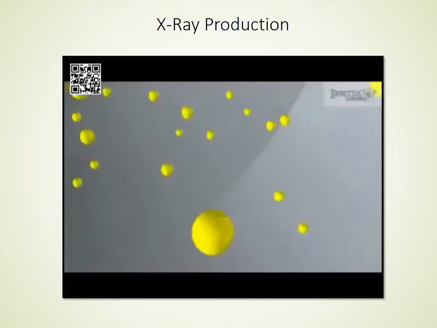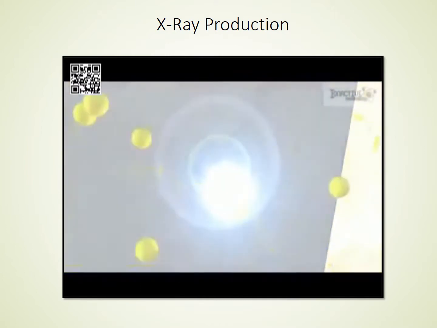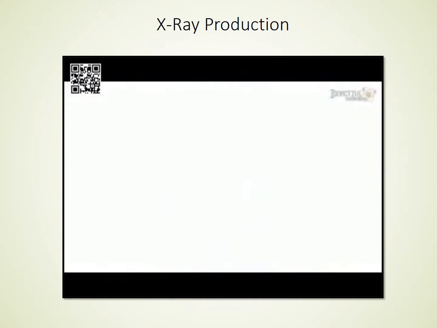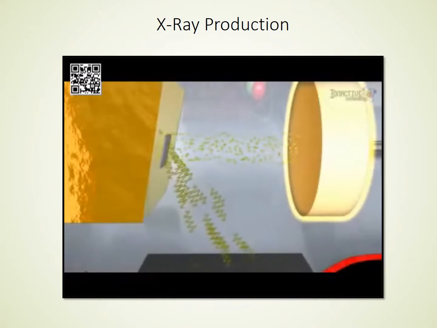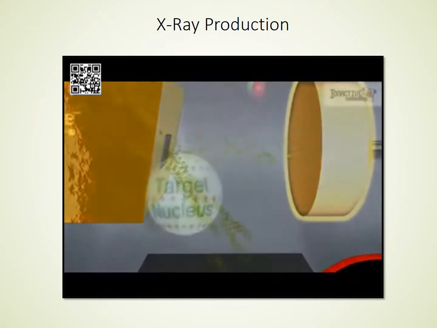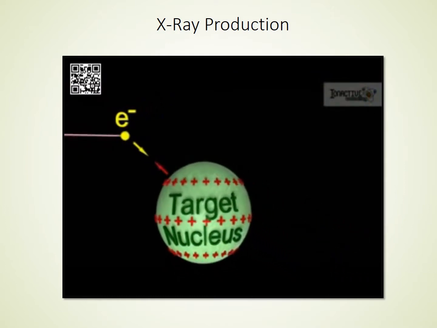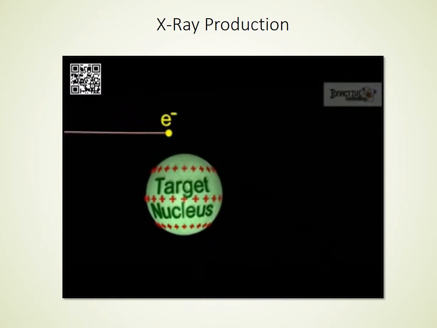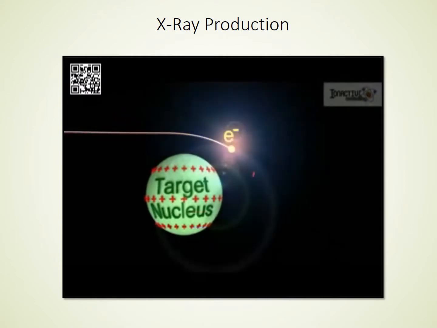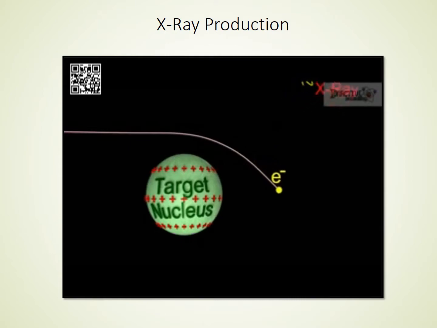The high-speed electrons collide with the target and rapidly lose energy. There are two X-ray producing interactions between the incident electrons and the atoms in the target. In the first, electrons are scattered by electrostatic interaction with the nuclei of the target material. This results in the direct emission of X-rays from the electron as it loses energy. This process is called Bremsstrahlung, from the German meaning break-in radiation.